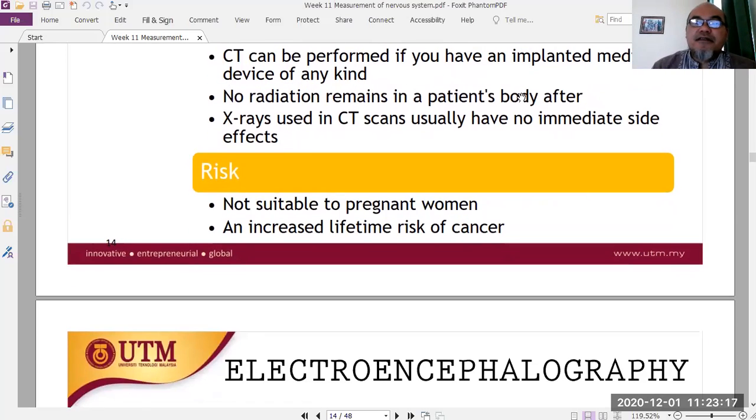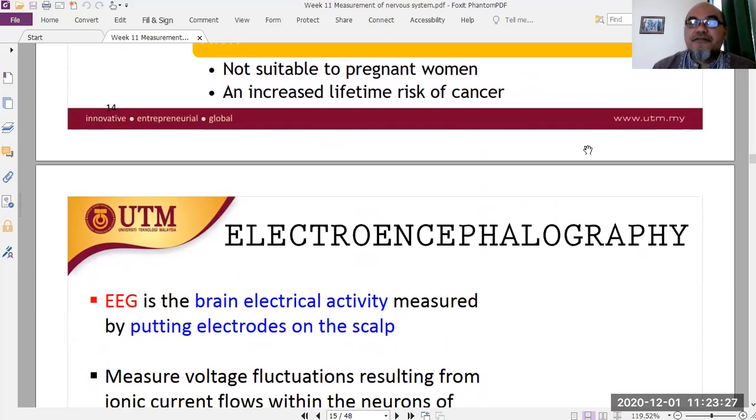The risk of CT scan is that it is not suitable for pregnant women and there may be an increased lifetime risk of cancer if you do CT scans, of course, many times.